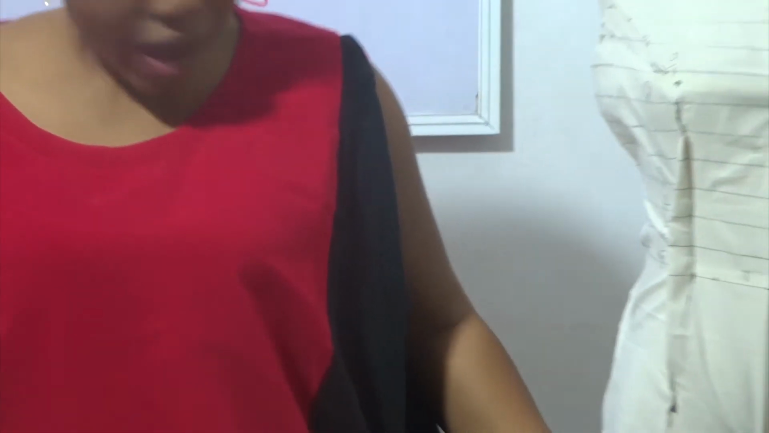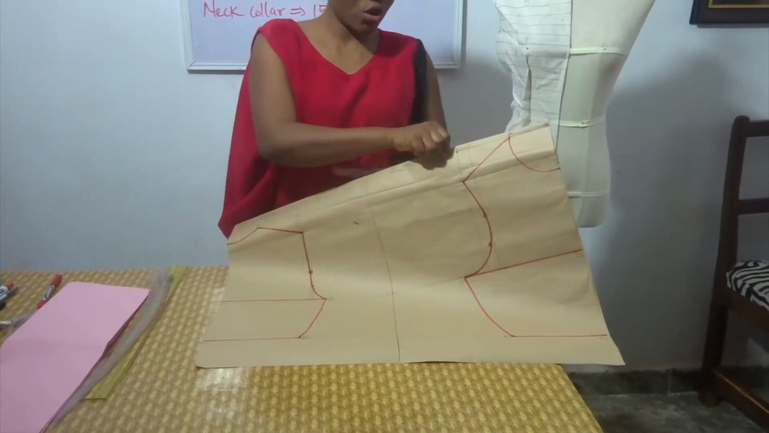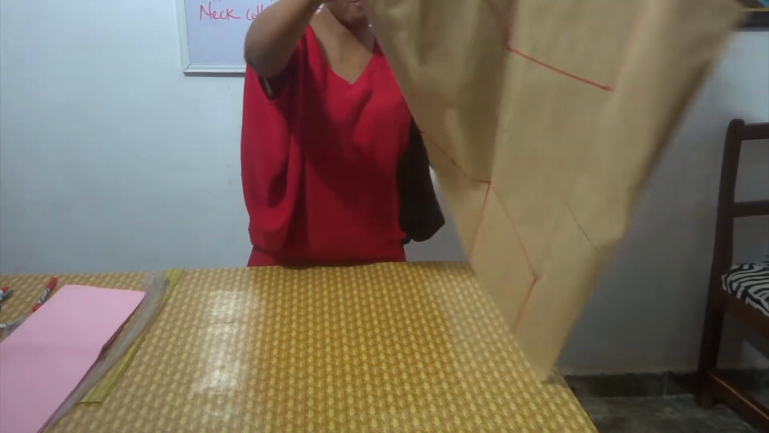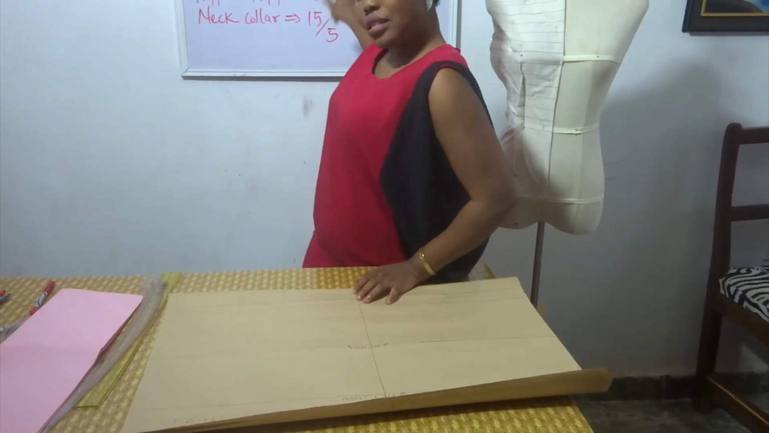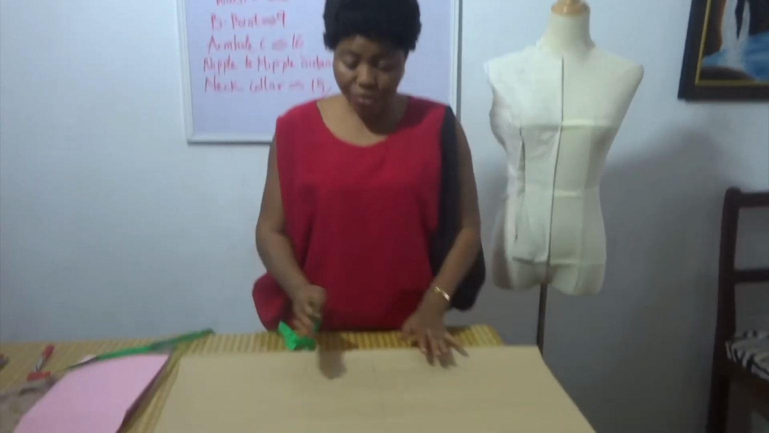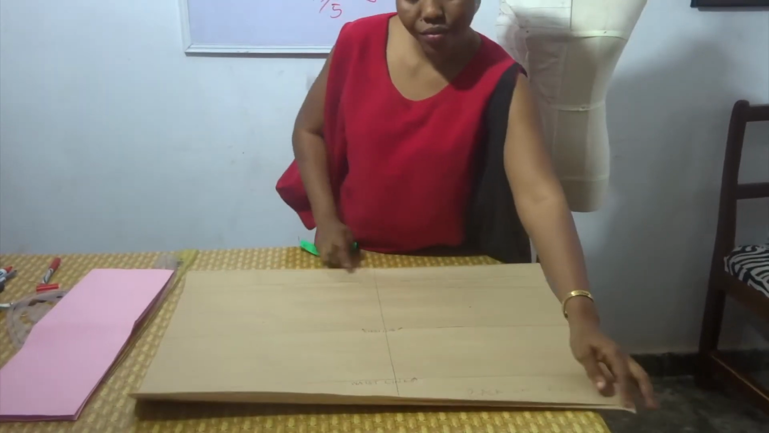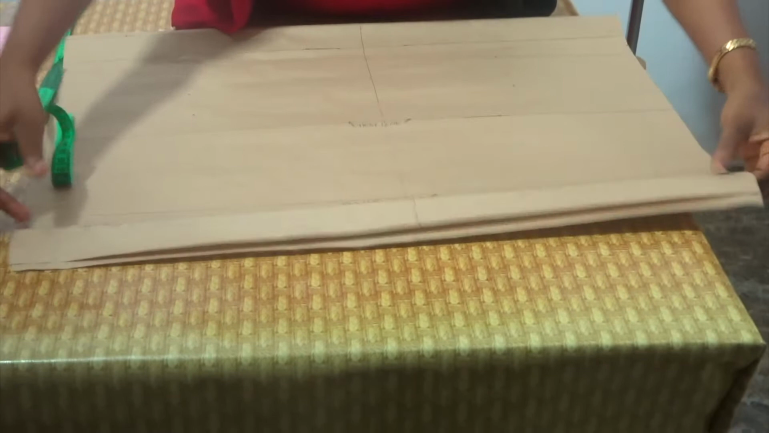The last class, this was what we did, the dartless bodice. That was where I explained that the front is usually longer than the back. So I'm going to turn back now. Still using these parameters, this measurement for the body form. This is my front side. This side is for the front, this side is for the back.